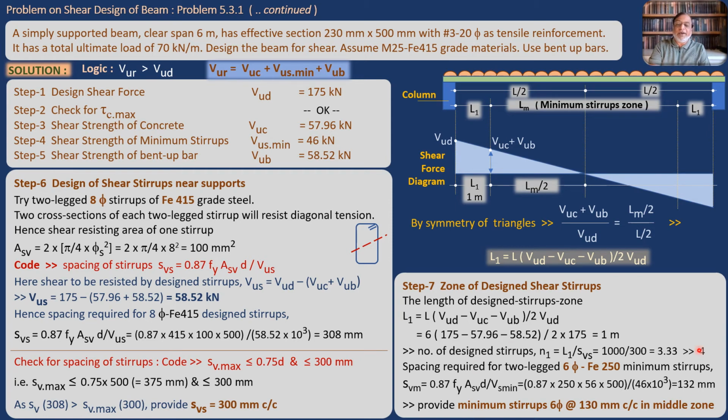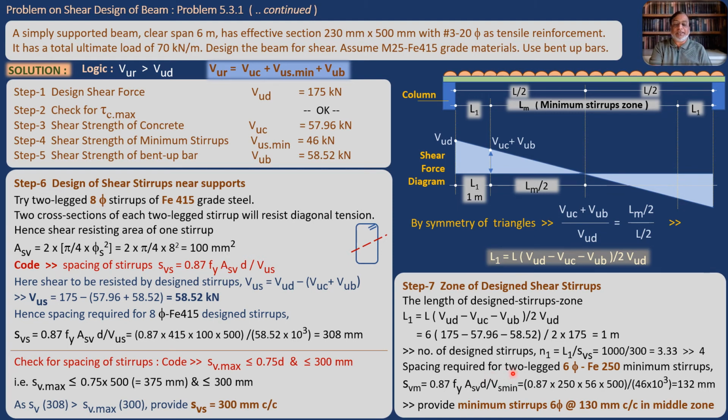So we have a choice. A designer has a choice. Should he take a 6 mm bar, or should he take say an 8 mm bar? What grade of steel should he use for the stirrups? He has to finally take care of the checks of spacing, but he has the choice of choosing the diameter of bar as well as the grade of steel.